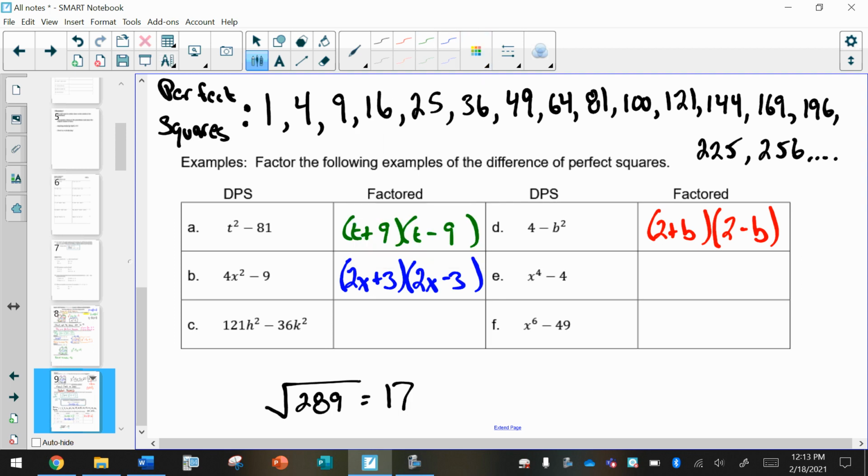X squared minus 4. Okay, so the exponent here is an even number. As long as it's an even number, it can be split equally between the two parentheses. So you just do x squared and x squared. That way it's the same. And the exponents must add up to equal the original. The exponent of 2 plus the exponent of 2 equals the exponent of 4. So the exponents add up to equal the original exponent. The number, do the square root of 4, positive 2 on one end, negative 2 on the other end.